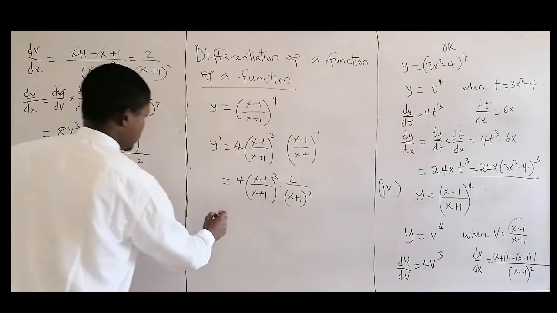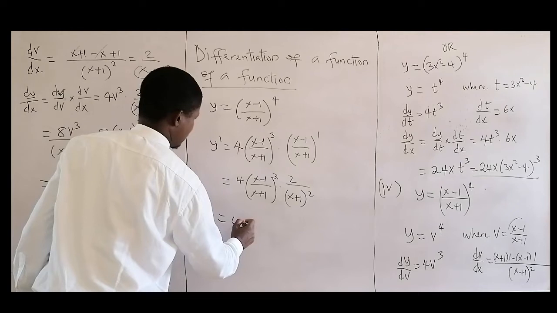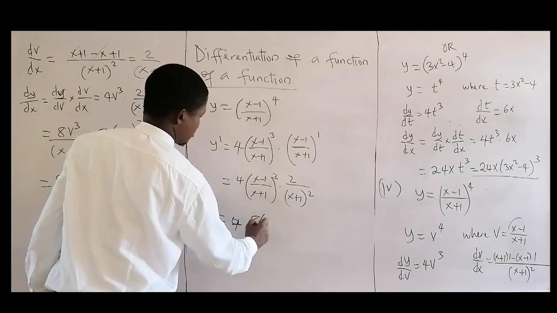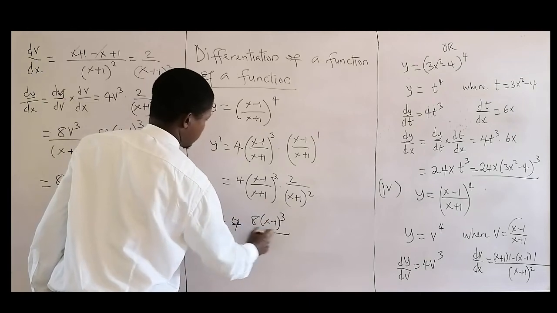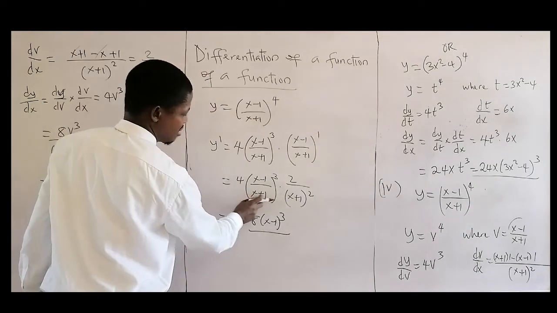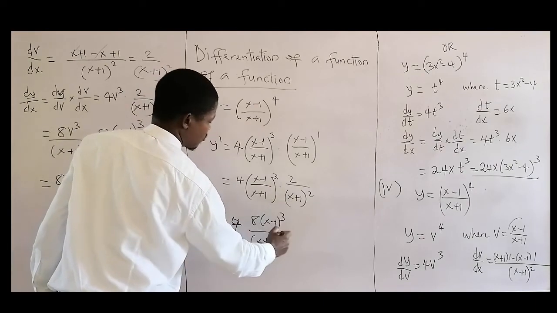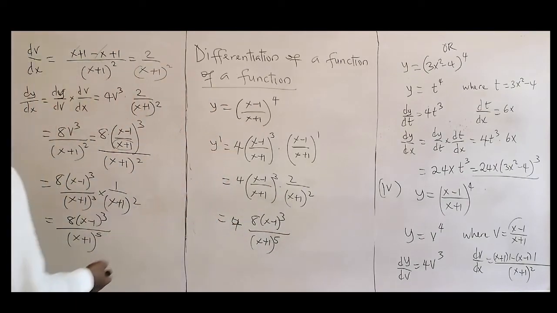So at the end of the day, you have 4 times 2, that's 8. This is (x−1) power 3, all over (x+1) power 3. They have the same base, and that will be (x+1); this is power 3, this is power 2, so power 5. I think this one is a little faster. So you choose the way you want to go. The two methods are allowed.